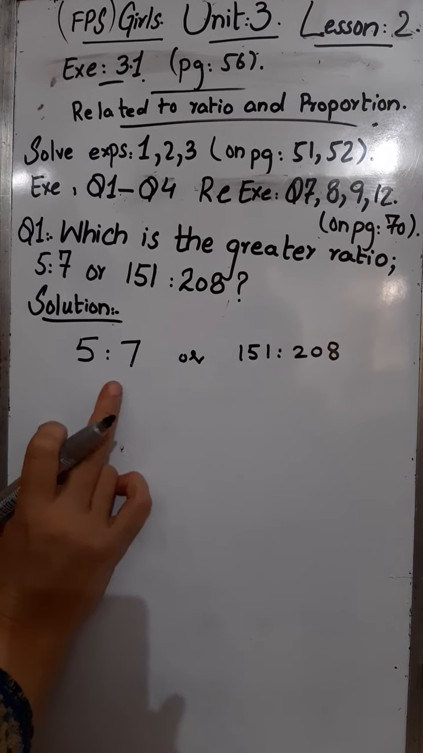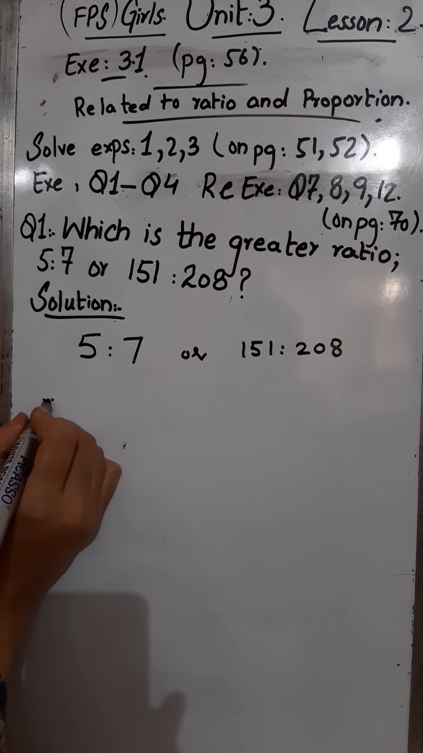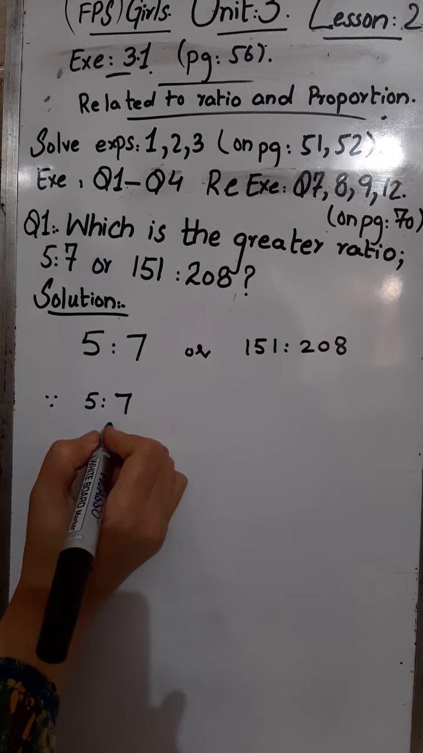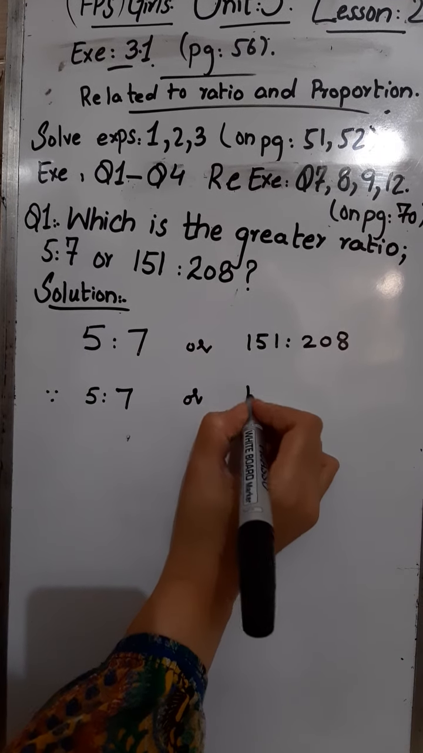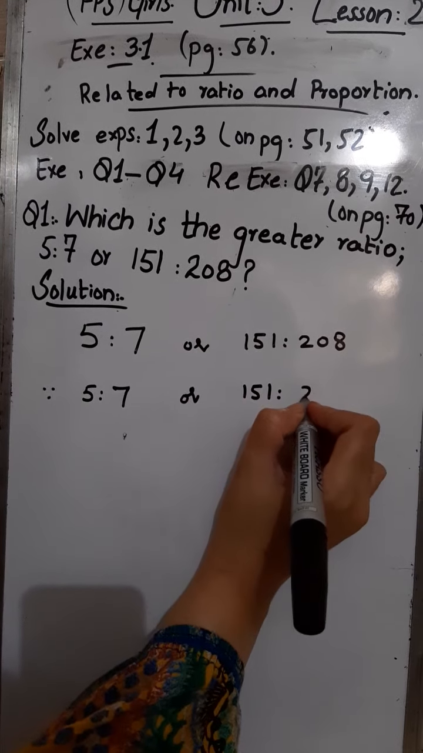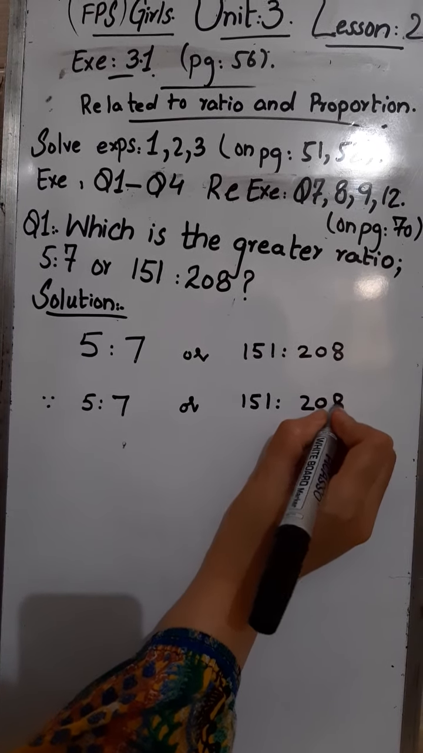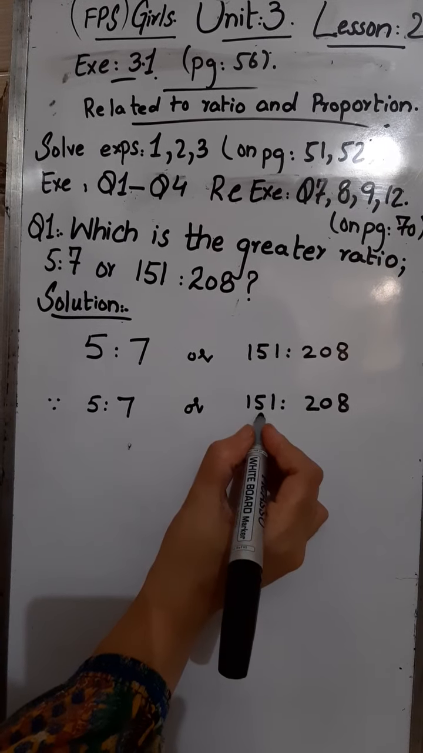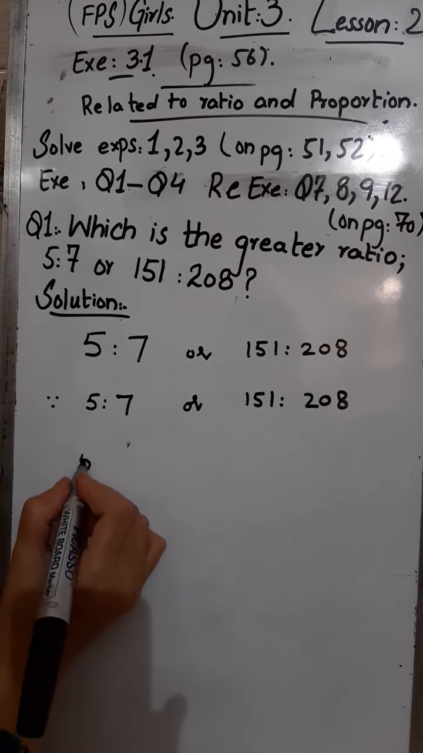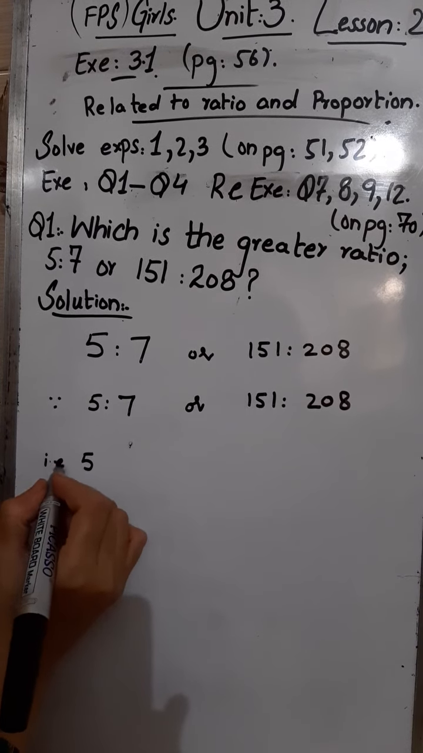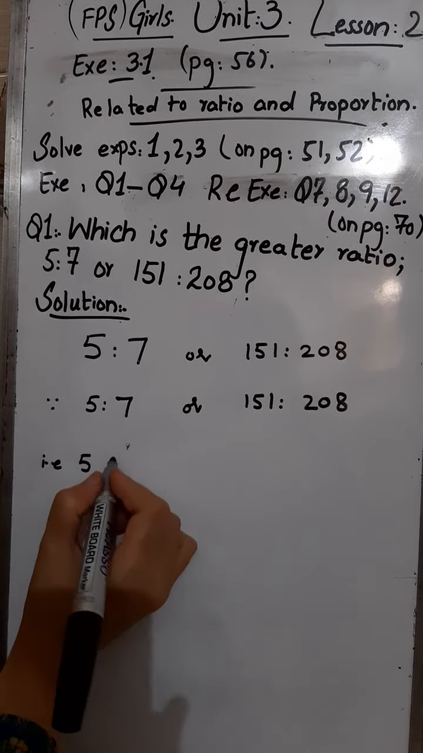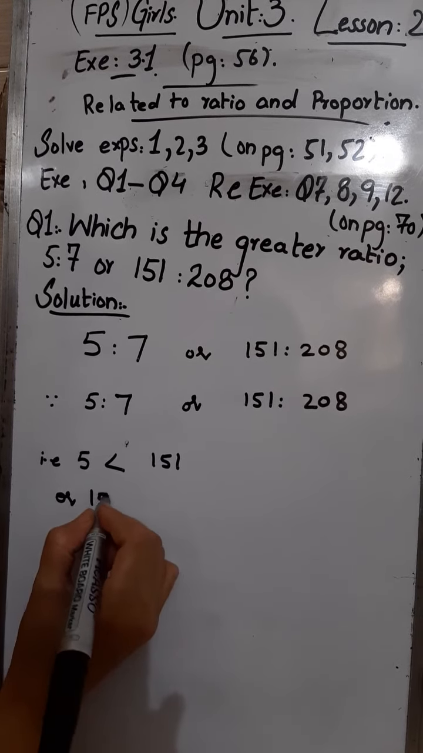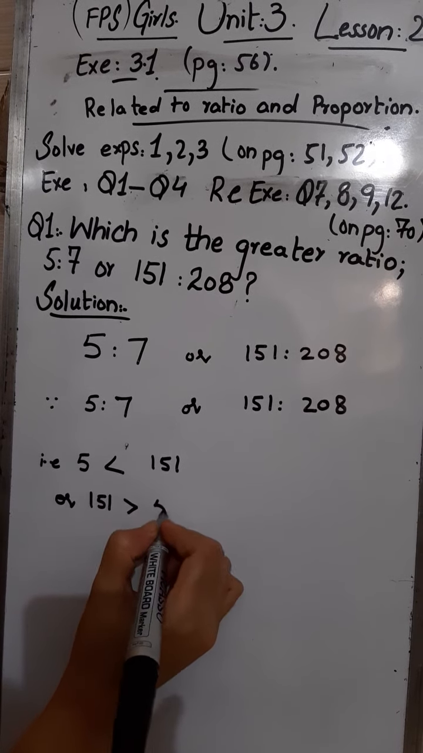Now, as these ratios are already in the lowest form, 5:7 is the lowest form of this ratio. Similarly, 151:208 is also in the simplest form. So we will just compare the first quantity of the first ratio with the first quantity of the second ratio. Now 5 is less than 151, or 151 is greater than 5.